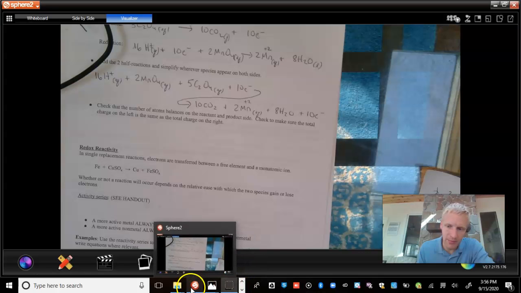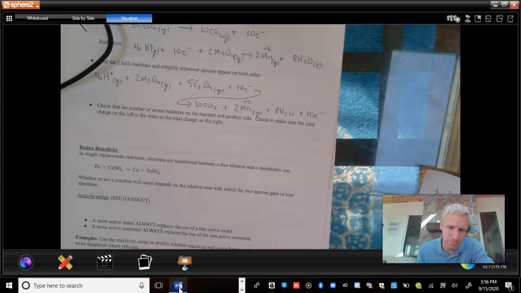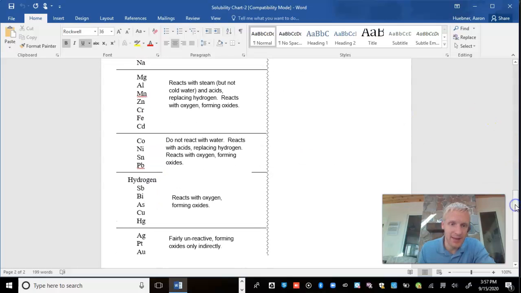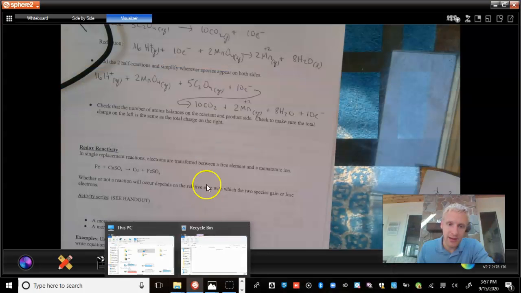Okay, let me pause this while I find it. Alright, here it is. The activity series looks like lithium is the most readily oxidized, or the best reducing agent. As we go down, they become less and less oxidized. So we're looking at iron versus copper. Iron is definitely more oxidized. Therefore, it will replace the other ion.